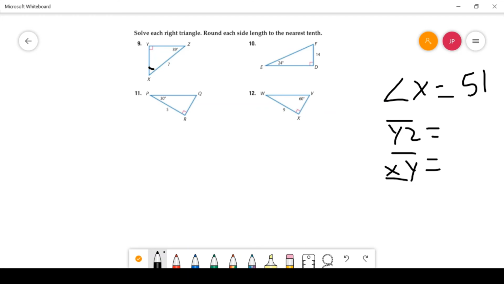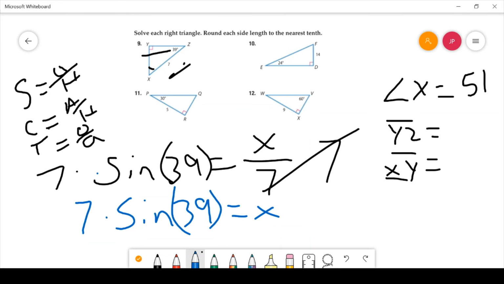So we times 7 by both sides, and we're left with 7 times the sine of 39 equals x. And x is YX, or XY. So 7 times the sine of 39. And it says to the nearest tenth. So x equals 4.405, so 4.4.